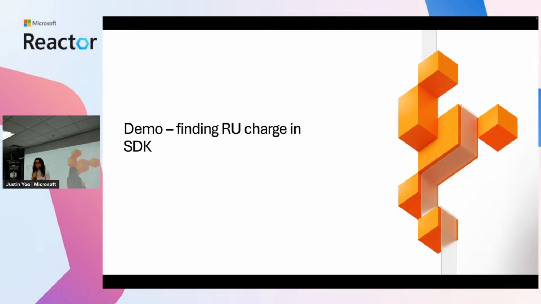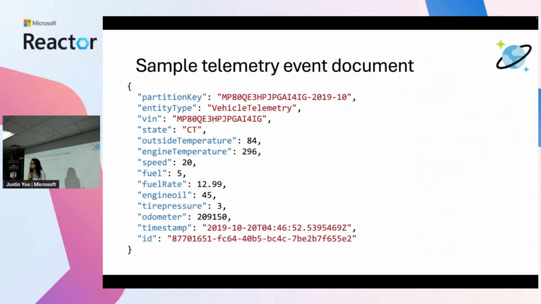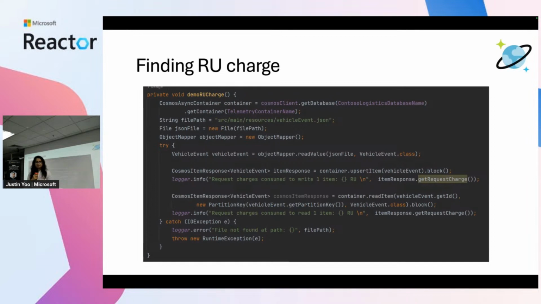So let's just quickly see how you can estimate the capacity for the application that we are going to build. This is what a sample telemetry event document looks like. It's a JSON document of 15 properties or so. I'm not sure if you can see the screen. So the font is a little bit small, pardon for that.